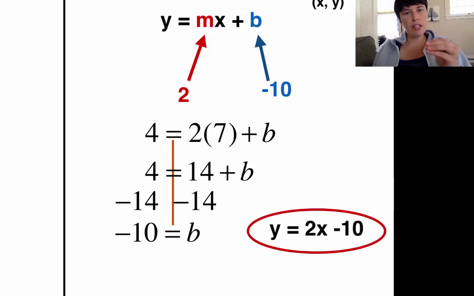That one took a little bit more work. I had to use that coordinate point to replace the x and the y. But once we figure that out, we can find our b value and figure out what that y-intercept is.